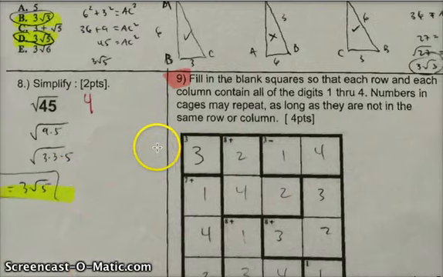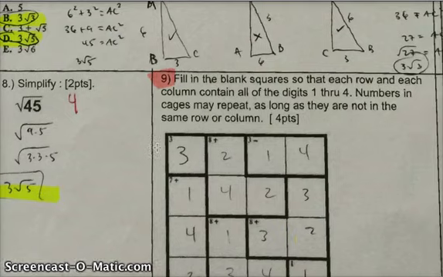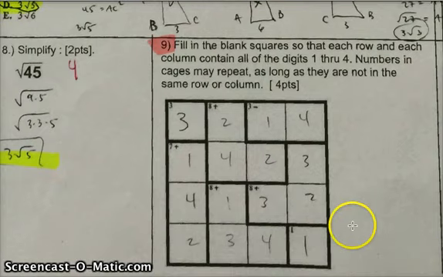And I'll quickly explain the, let's see if I can get that back in there. You can fill in the blank squares so that each row and each column contain all the digits 1 to 4. Number cages repeat as long as they are not in the same row or column. Just to give you guys a heads up, I only put KenKens in quizzes, not tests. So I'm looking for all the freebies.